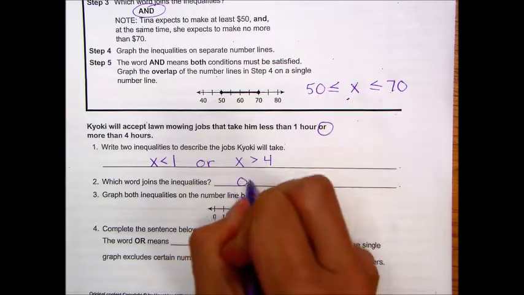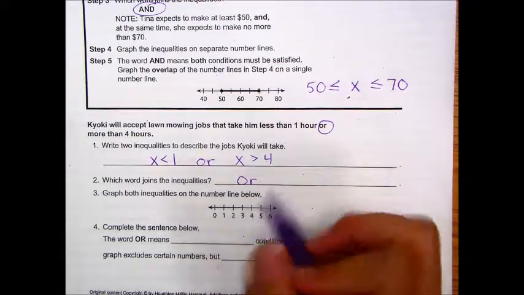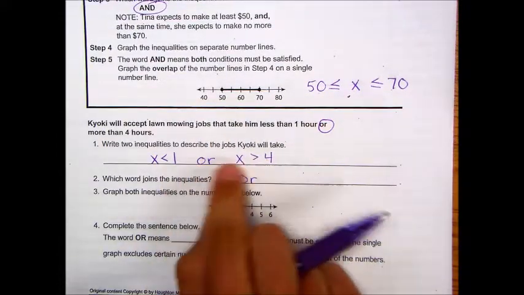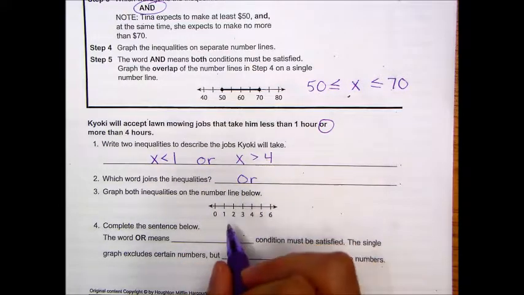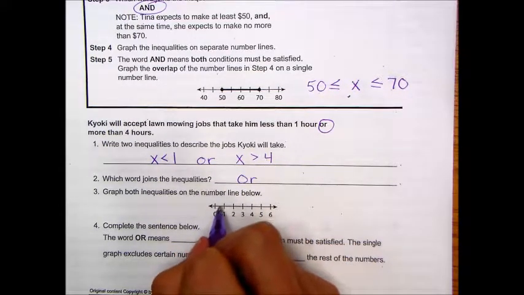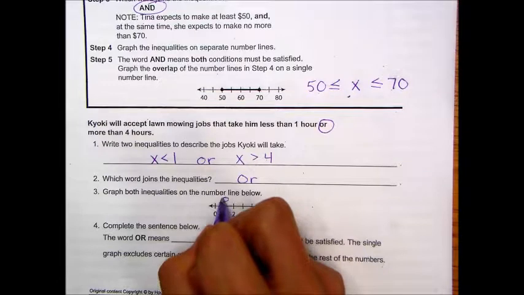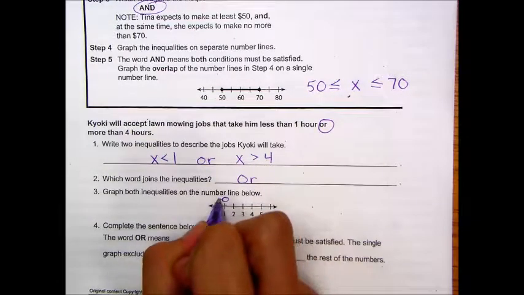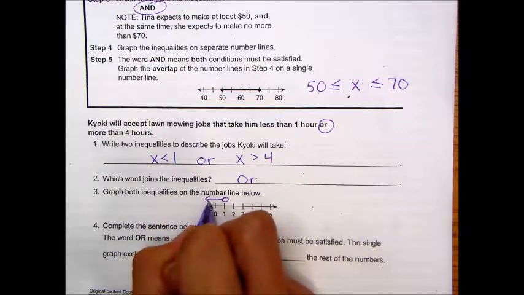So "or" is the appropriate word to join these, and the graph is going to look quite different than this, because since you can't be both of those things at the same time, your graph will not overlap. If I were to graph x is less than 1, it would be an open circle on 1 to show that it is not equal to 1, but it is anything less than 1.